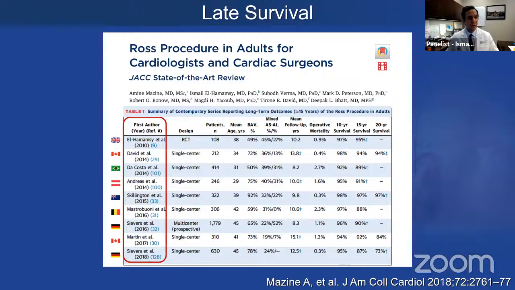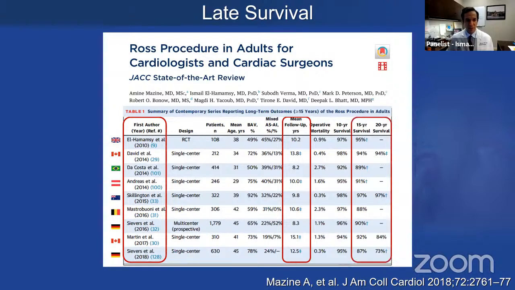And this is from that review by Amin, many more studies. I'm putting the countries here to show you that they come from different continents and different countries. All of them have mean follow-ups in the double digits, so pretty long-term follow-up. And all of them, where you see a little cross here, is survival that is identical to the general population. And almost all the studies confirm that restored survival versus the general population in the long term.